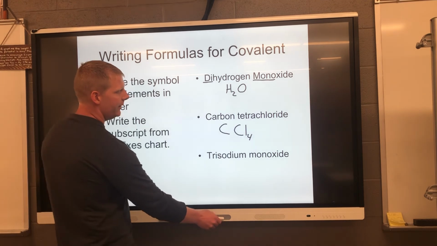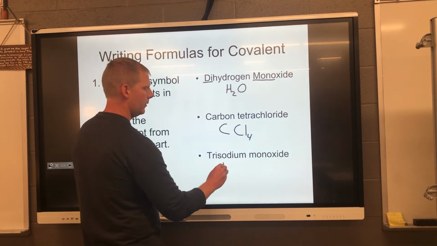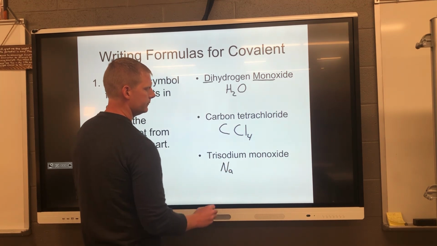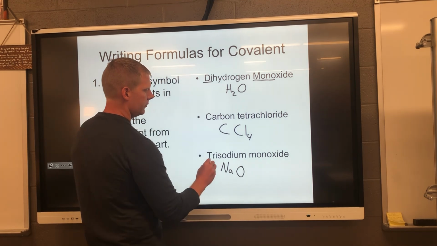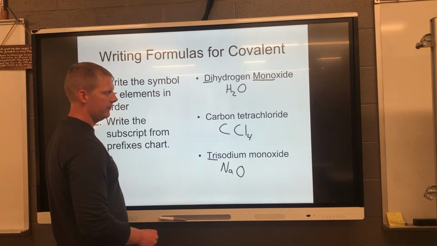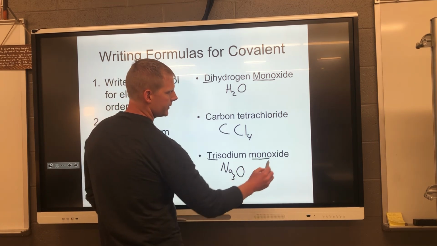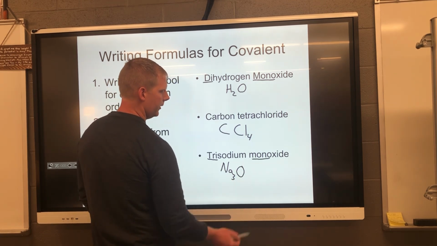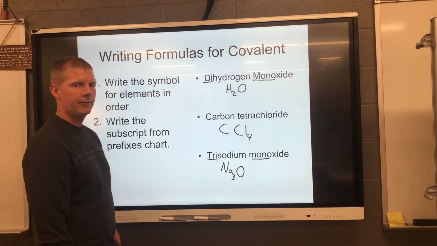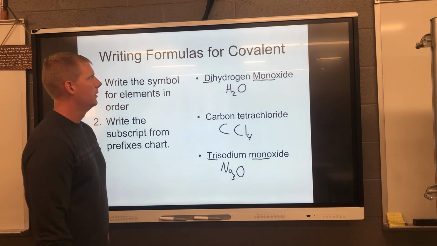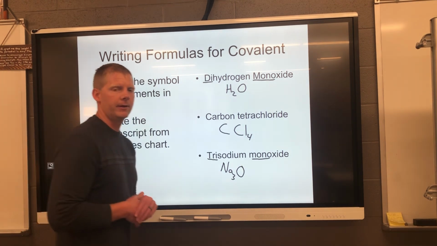Last one, trisodium monoxide. So sodium, we have Na. We have oxide again. Looking at the prefixes now, tri is 3, monoxide, we have 1. So I'm just going to leave it just like that. Na3O. All right, so that's naming compounds and getting the formulas from the compounds' names.